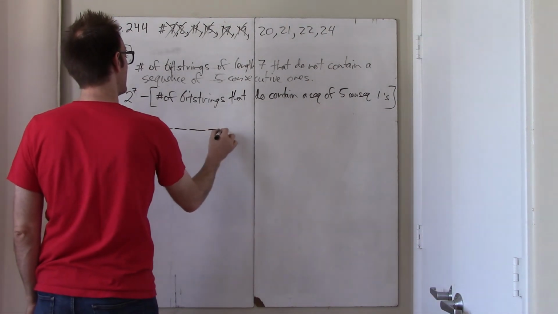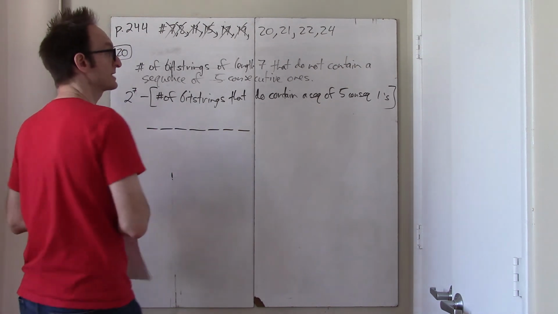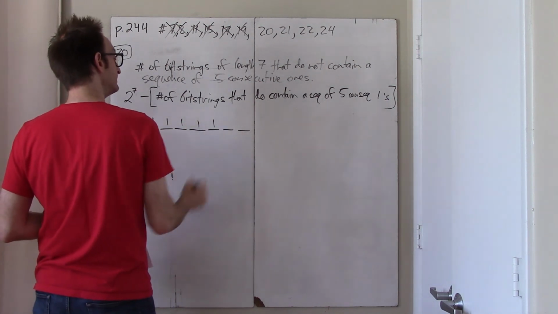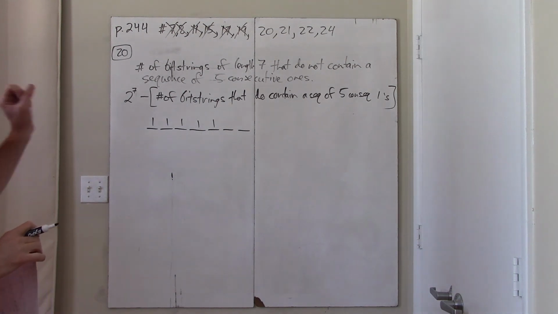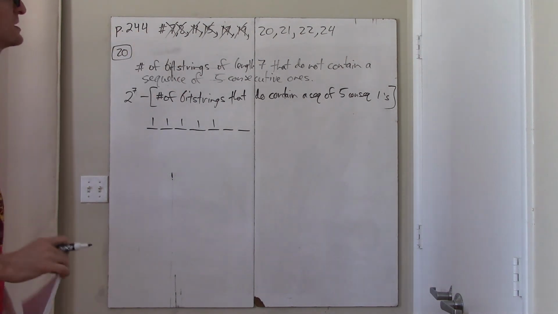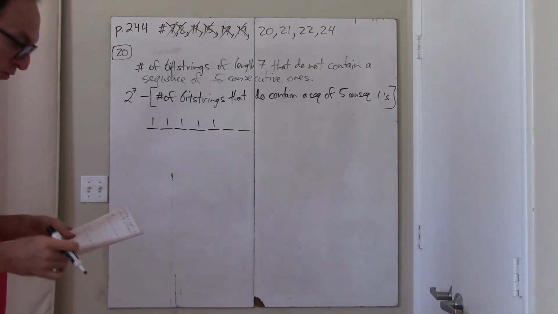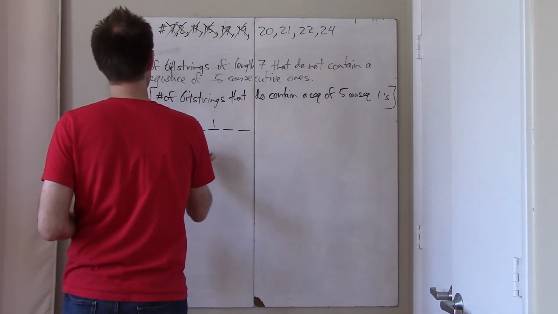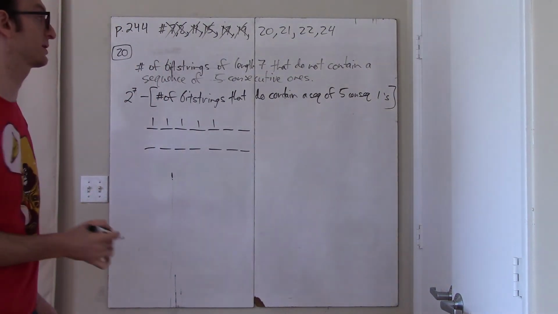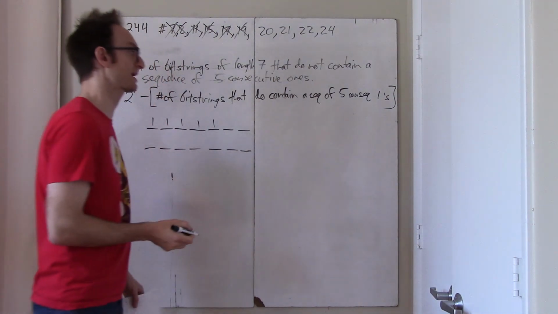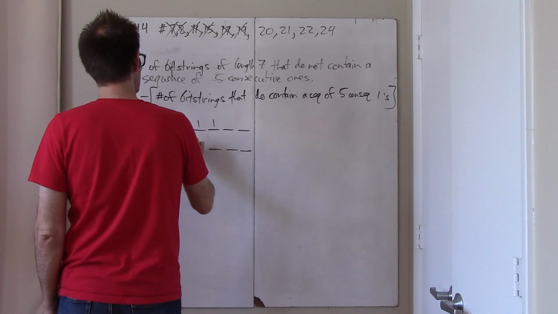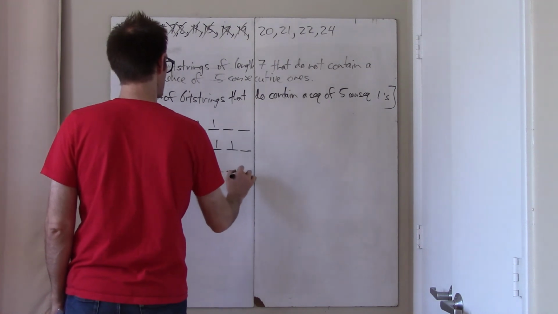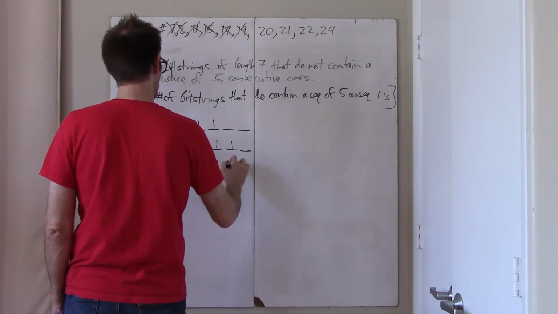So 3, 4, 5, 6, 7. One possibility is that the ones are all in front. So it looks like 1, 1, 1, 1, 1. And then I'll leave those last 2 blank because, well, I don't know anything about those last 2. Okay, and so this is one way that bit string could look. And another way that a particular string could have 5 consecutive ones in it is if the middle 5 were all ones. And another way for this to happen is if the final 5 were all ones.